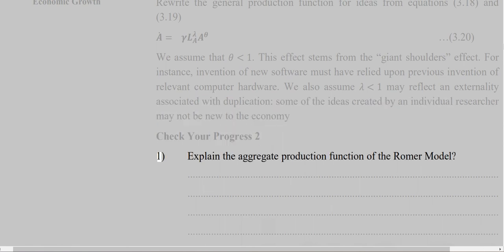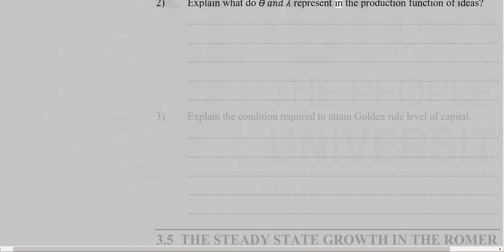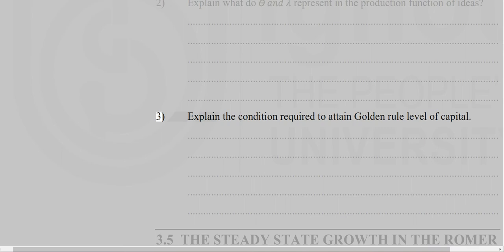Check your progress 2.1. Explain the aggregate production function of the Romer model. 2. Explain what lambda and phi represent in the production function of ideas. 3. Explain the condition required to attain golden rule level of capital.